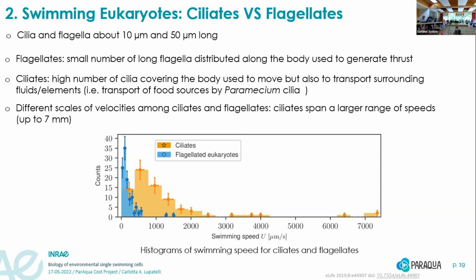in order, this work can be based on the different scale of velocities. Indeed, this very nice publication from 2018 highlighted how basically the ciliate are able to span on a larger range of speed compared to flagellate. And the ability of ciliate maybe to move faster is also due to the fact that they have more that maybe propel them a little bit more compared to the flagellate. Okay, just to understand the differences.